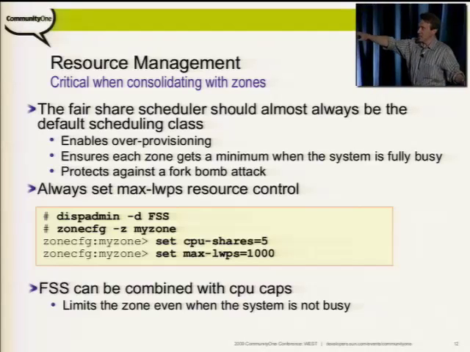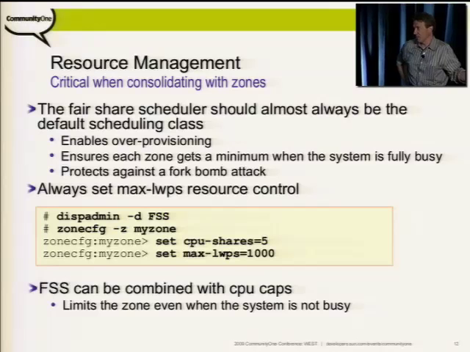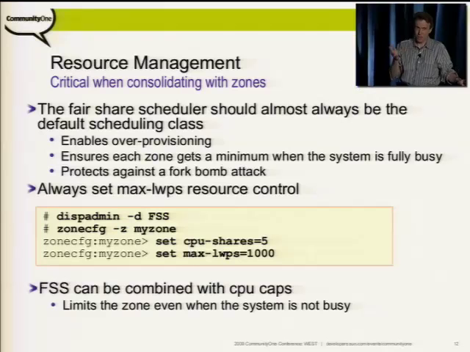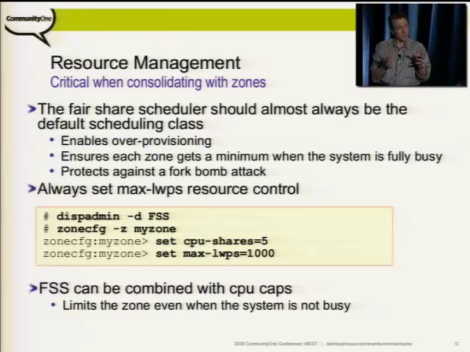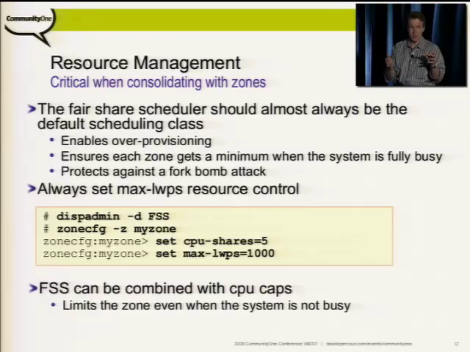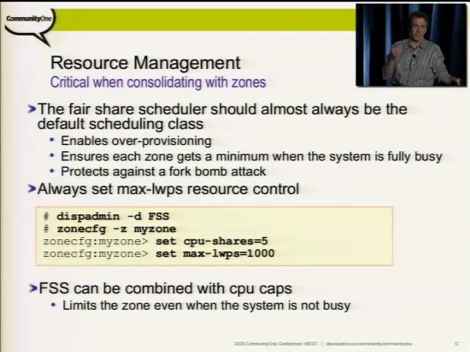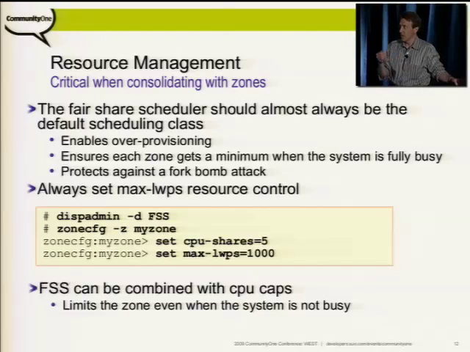The other thing to be aware of is that you can combine the fair share scheduler with CPU caps, which I'll show you on the next slide. Basically, that's the inverse of what fair share does. Fair share kicks in when the system is fully busy and has more work to do than it can complete; at that point, it gives everybody the share they need. CPU caps is the opposite. It will stop the zone even if the system could give it more resources. Basically, it sets a limit on the amount of CPU a zone can use.